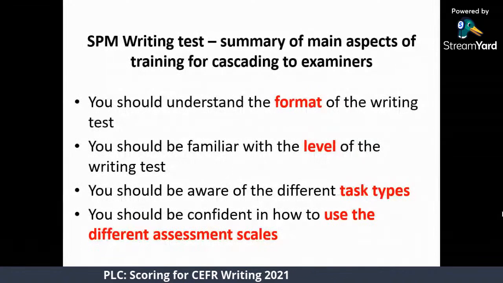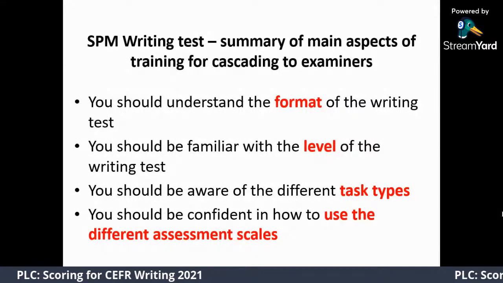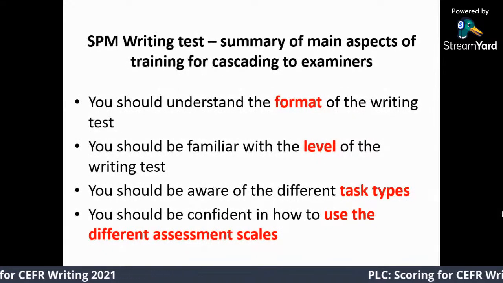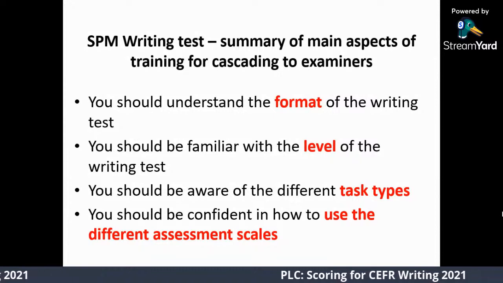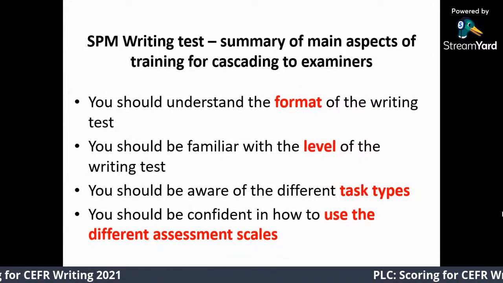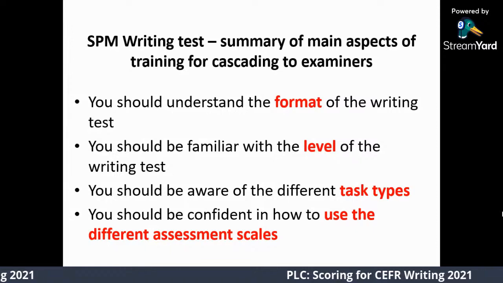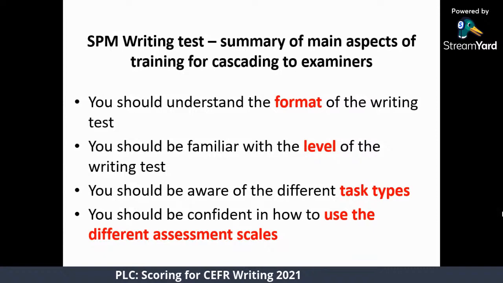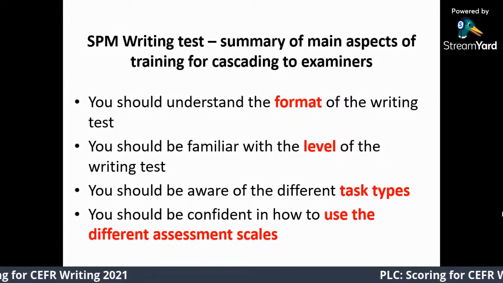So do not be too strict with the marking for part 1. Okay, part 1, you are trying to give them the ideas successfully. There are linking words, there are also sequence connectors, language, and you should be aware of the different task types. If it's an email, you try and put away all your article, your review, your story behind. Only focus on part 1.